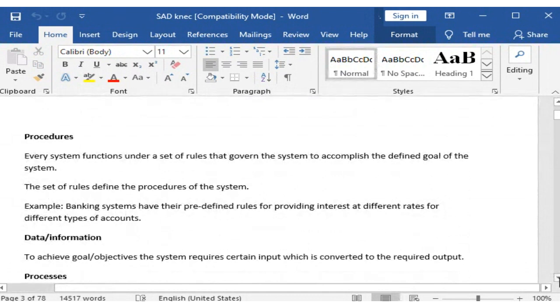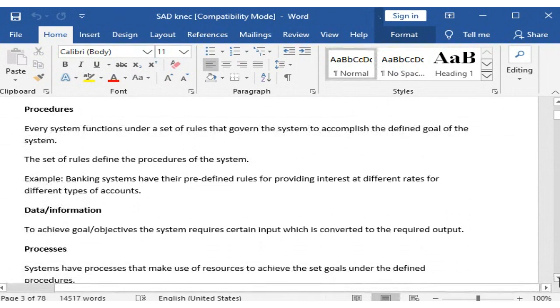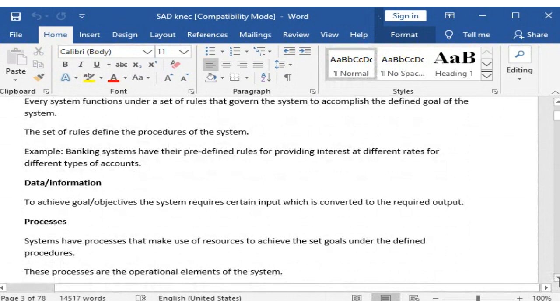Now, every system functions under a set of rules that govern the system to accomplish the defined goal of the system. The set of rules defines the procedures of the system. For example, a banking system has predefined rules for providing interest at different rates for different types of accounts.